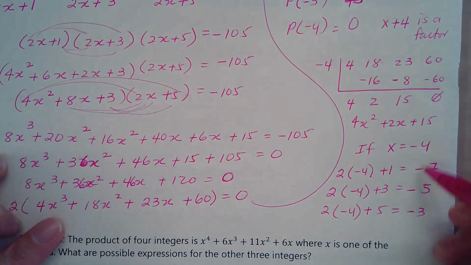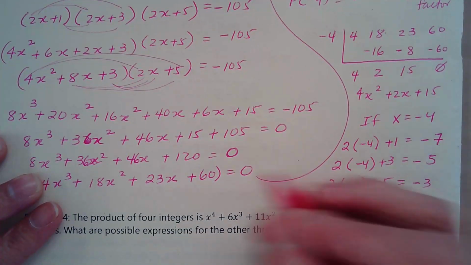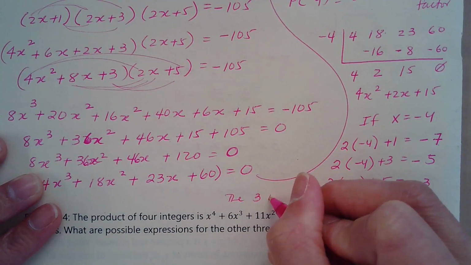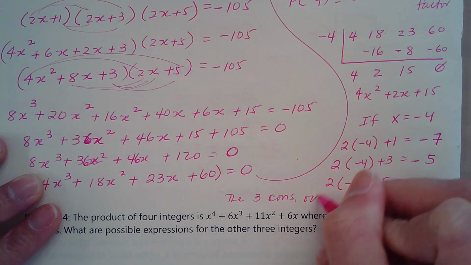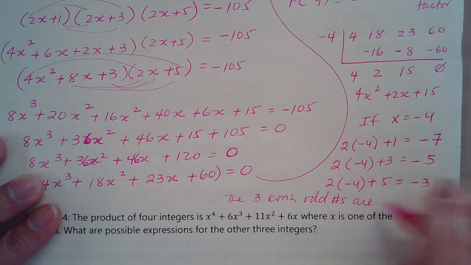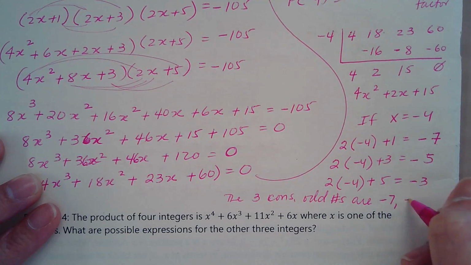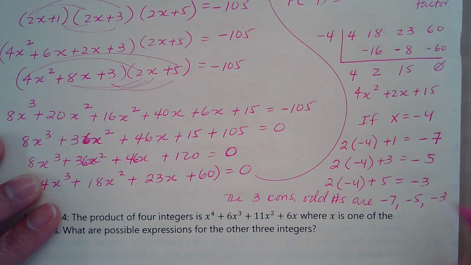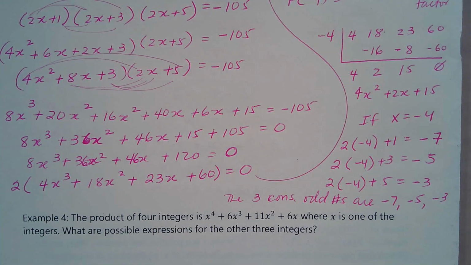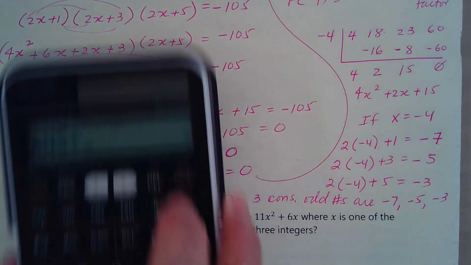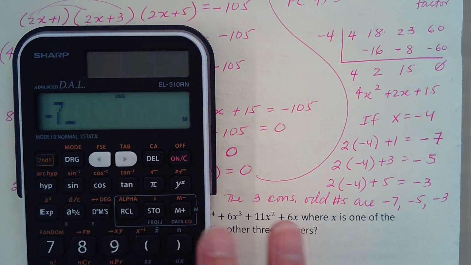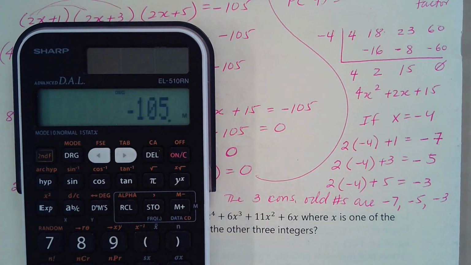So these are our 3 odd numbers. The 3 consecutive odd numbers are negative 7, negative 5, negative 3. Does that multiply to negative 105? Yeah. It's negative 7 times negative 5 times negative 3. Negative 105.